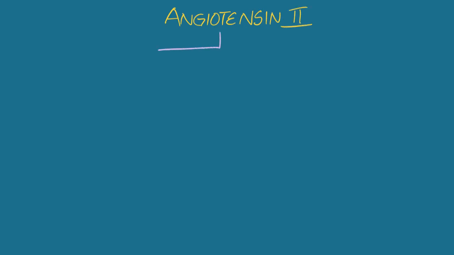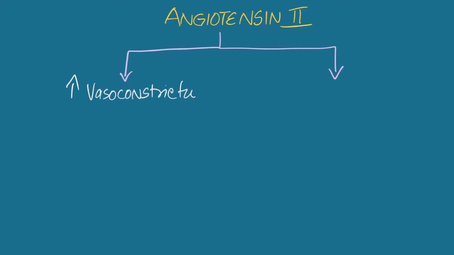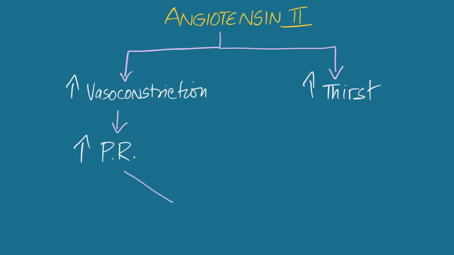We'll start with angiotensin II. Angiotensin II raises blood pressure. It increases vasoconstriction and increases thirst. When vasoconstriction goes up, we know that peripheral resistance goes up as well. PR stands for peripheral resistance. And when peripheral resistance increases, blood pressure increases as well. We use BP for blood pressure.